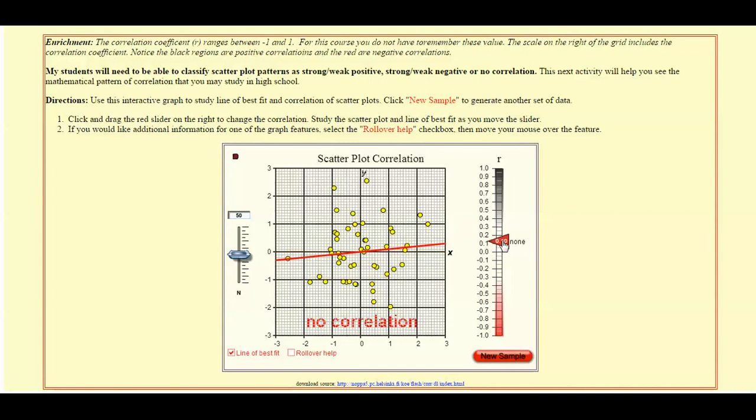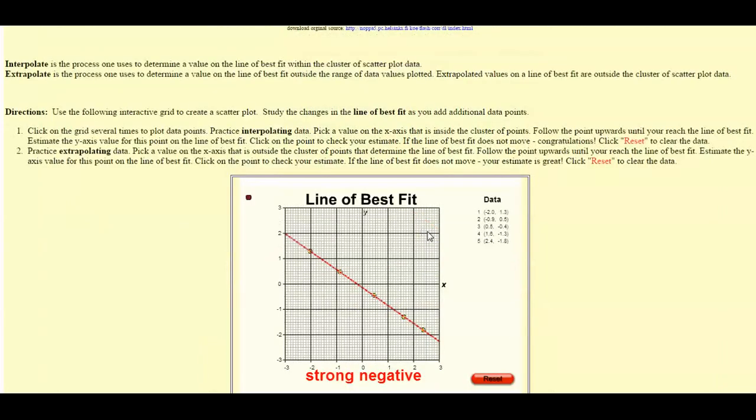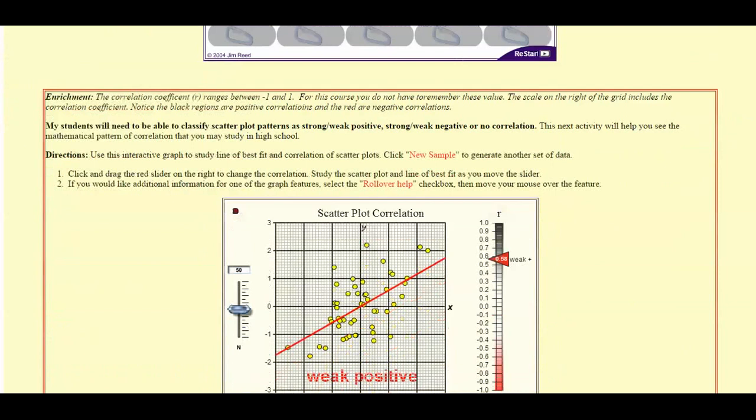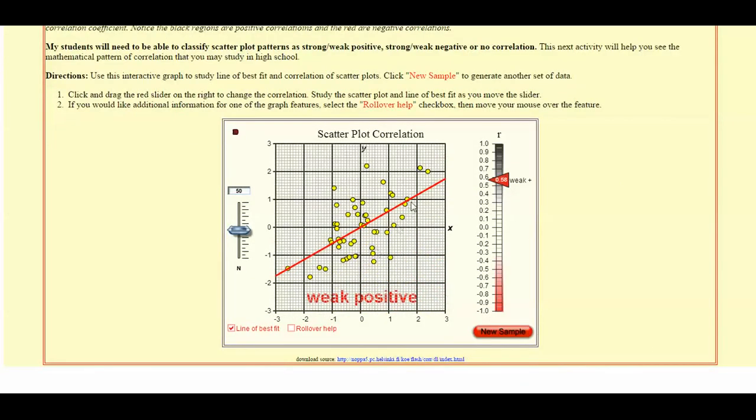As we move up closer to 1, we're seeing a stronger and stronger positive correlation. So this is getting stronger and stronger. It still says weak down here because the dots are still pretty far from the line, so it's still pretty weak. But as we move up toward 1, it's getting stronger and stronger. And once we get to 1, that's a perfect positive, which is as strong as it can possibly be.